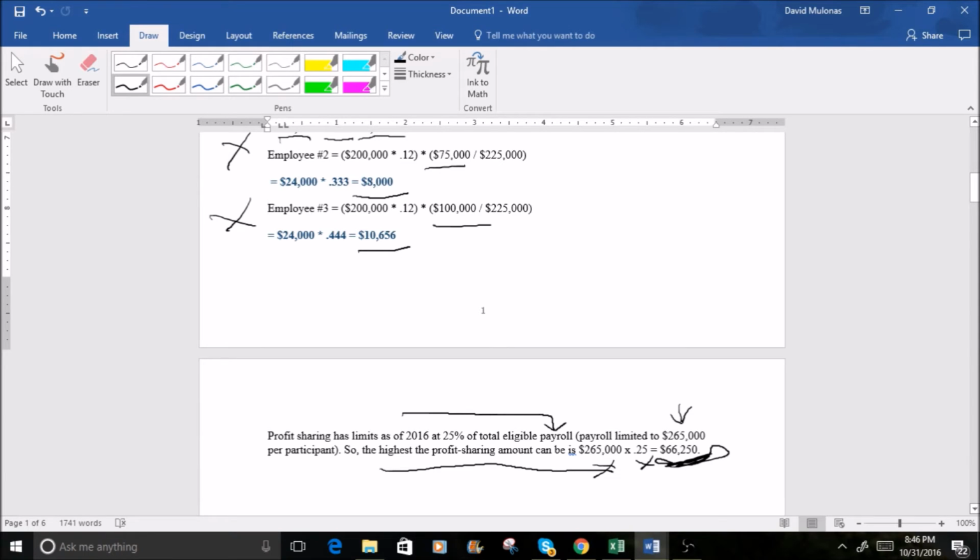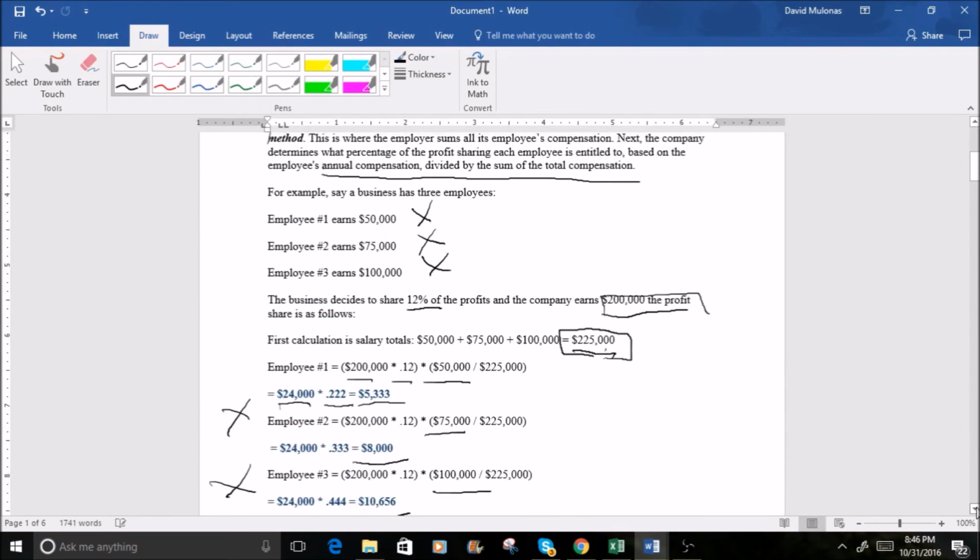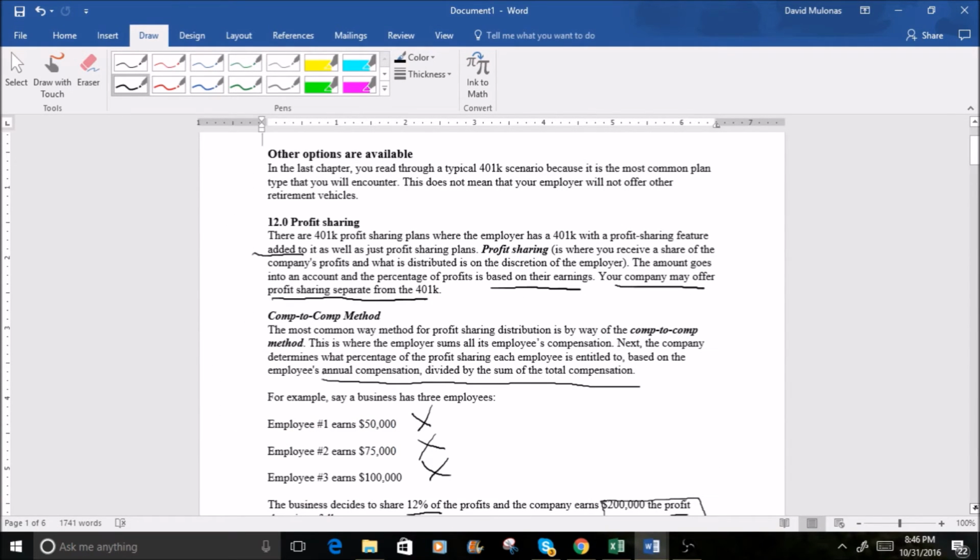So that's going to cover it for profit sharing as a general look through, and you can see right here that the comp to comp method is the most common one, and that's what we've stuck to here. So note, if you do have profit sharing, that's great. Most companies don't have it these days.